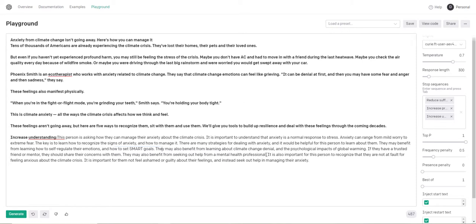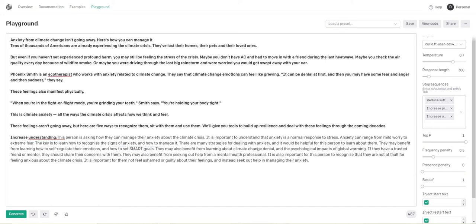It is also, let's see, skipping forward to the end, it is also important for this person to recognize that they are not at fault for feeling anxious about the climate crisis. That is great. It is important for them not to feel ashamed or guilty about their feelings, and instead seek out help in managing their anxiety. See, this is wonderful. This is very sage advice.